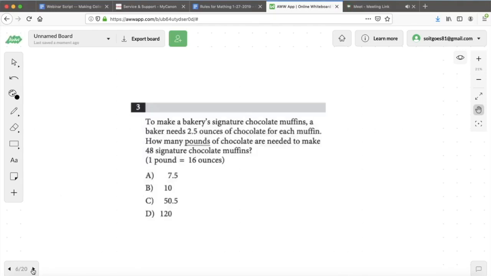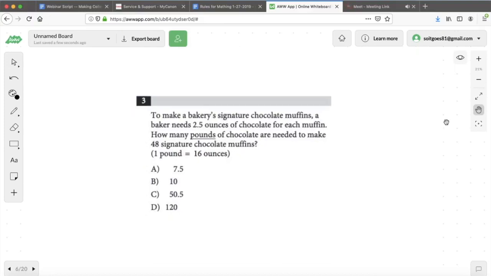Let's see what's next. I love this question. Ariane, go ahead and read question number 3 for me, please. To make a bakery's signature chocolate muffins, a baker needs 2.5 ounces of chocolate for each muffin. How many pounds of chocolate are needed to make 48 signature chocolate muffins? Okay. All right, Ariane, what are we solving for here in this question? How many pounds of chocolate to make 48 muffins? Yeah, how many pounds of chocolate do you need to make 48 signature chocolate muffins?